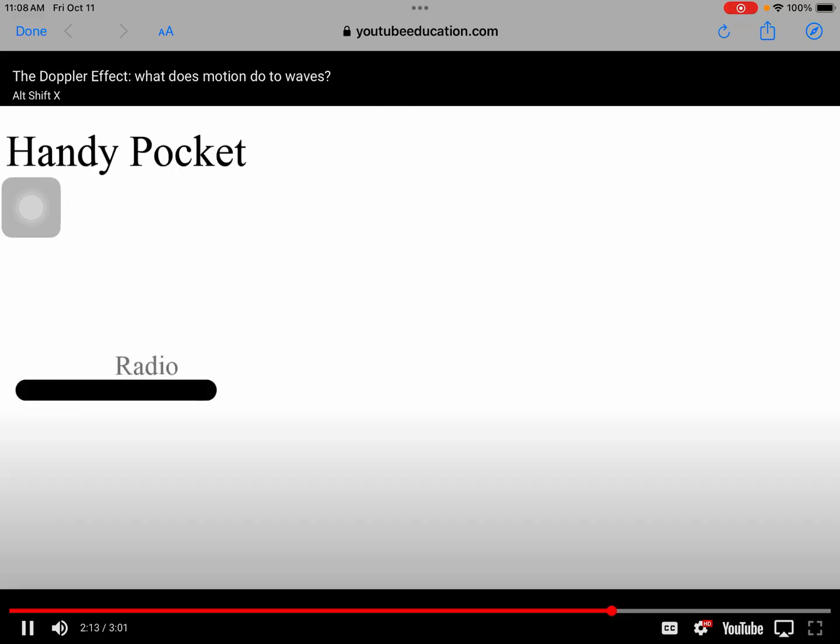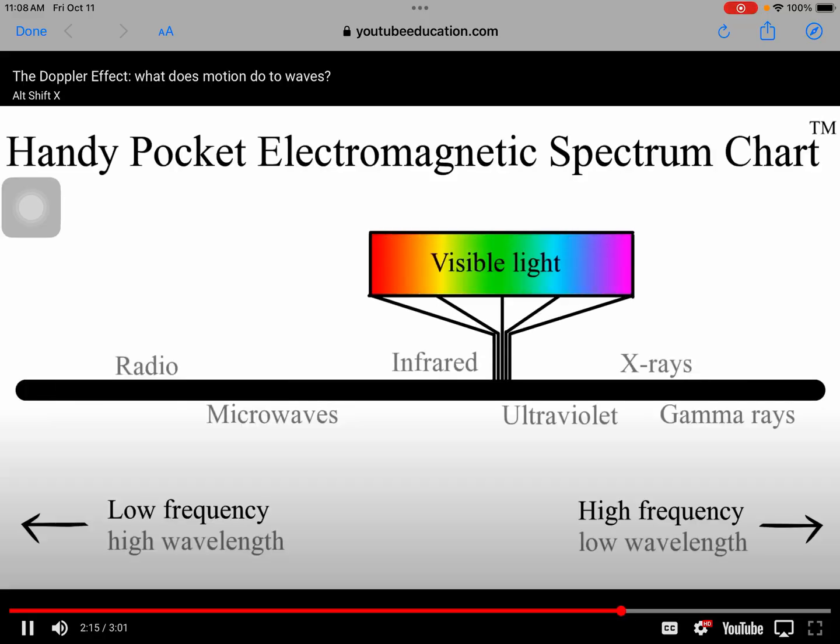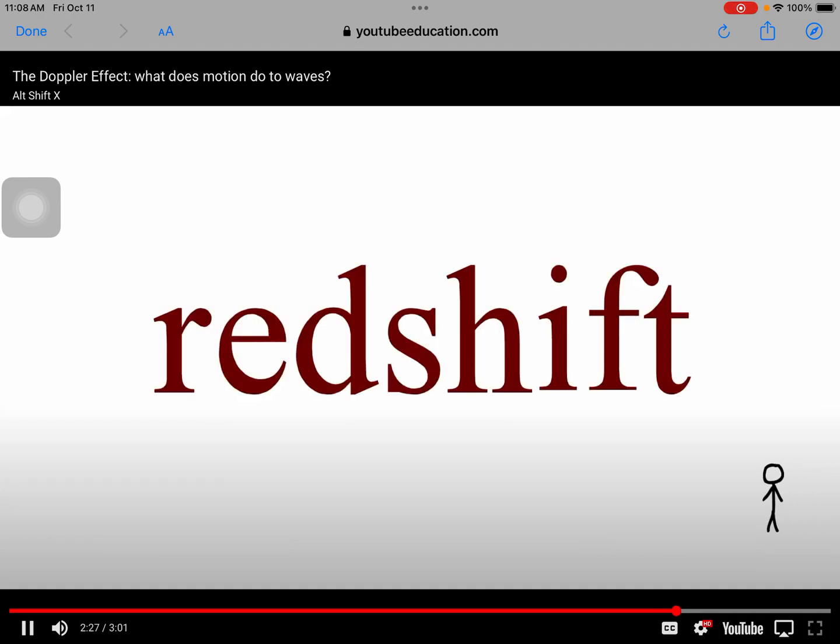Well, if we look at our handy pocket electromagnetic spectrum chart, we'll see that a small change in frequency for visible light will change its color. Higher frequency light waves means bluer light, and lower frequency light waves means redder light. This is called redshift, and it may possibly be among the weirdest and coolest things of all time. Stars, or anything that you can see, change colour depending on their relative motion to you.